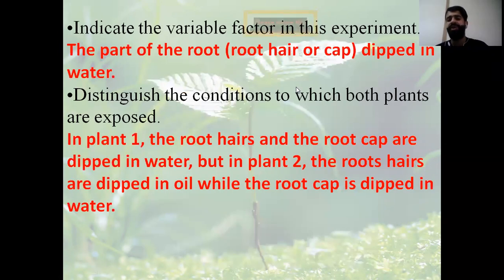So the variable factor in this experiment is not the root or the root cap, it's the part of the root, whether the root hair or the root cap is dipped in water. We have to distinguish the condition to which both plants are exposed. In plant 1, the root hairs and the root cap are dipped in water. However, in plant 2, the root hairs are in oil, while the root cap is in water.